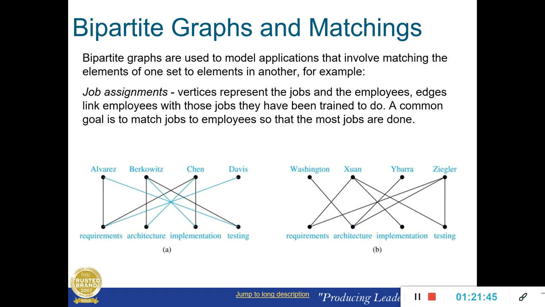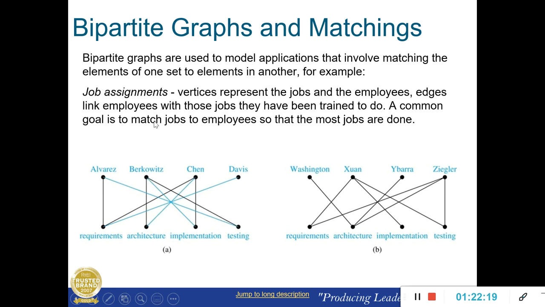Bipartite graphs and matchings. Bipartite graphs are used to model applications that involve matching the elements of one set to elements in another. For example, job assignment, which represents the jobs and the employees. Edges link employees with those jobs they have been trained to do. So Alvarez can do requirements, and Alvarez can also do testing, but he cannot do architecture or implementation. Berkowitz can do architecture, implementation, and also testing, but he cannot do the requirements.